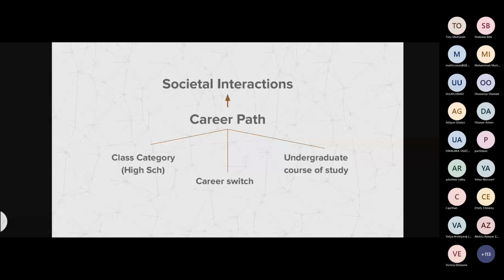you see I have three things funnel into career path, and then career path funnels into societal interactions. Please pay attention. At this point I need your 100%. I need your presence 100%. So if you have distractions, you may as well get away from them and pay 100% attention to what I'm saying. It will really help you.